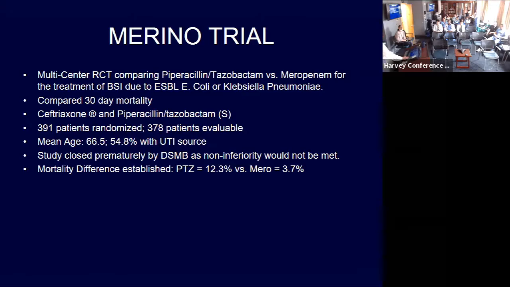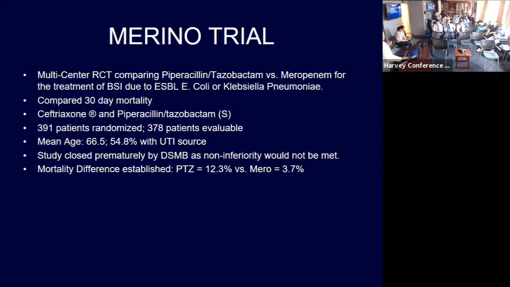What they did was they randomized about 391 patients to receive either piperacillin-tazobactam or a carbapenem. But the important thing that they also did was they looked at whether it was sensitive to piptazo. So these were patients who had E. coli or Klebsiella identified, and then they said, okay, is it sensitive to piptazo? And if it was, they were randomized to piptazo versus a carbapenem like meropenem.